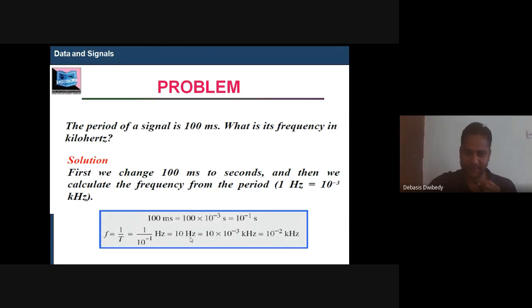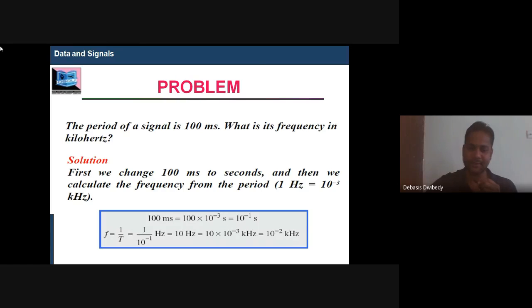Because what is 1 kilohertz? 1000 hertz. This is our thumb rule according to that table: 1 kilohertz equals 10 to the power 3 hertz, that is 1000 hertz. So 10 hertz equals how much? 10 to the power minus 3 just reverses. So we multiply by 10 to the power minus 3 kilohertz, and we will get 10 to the power minus 2 kilohertz. So this is for some typical problem you will practice.